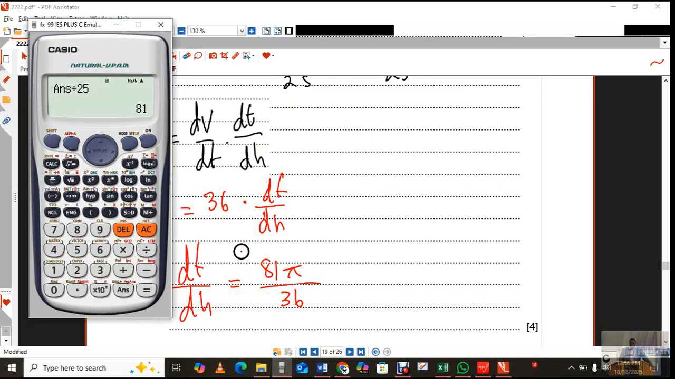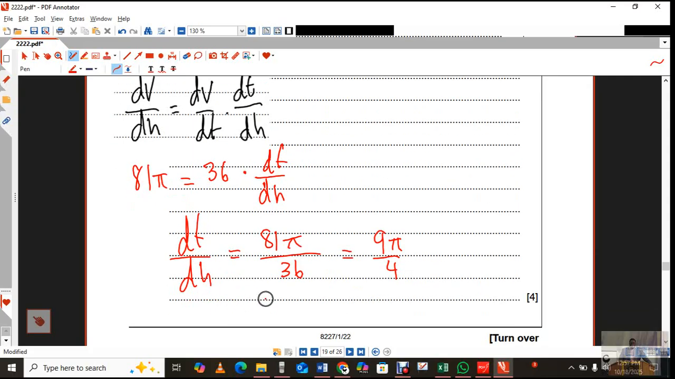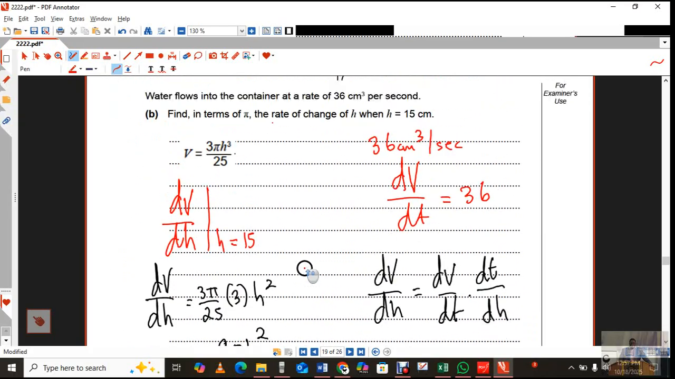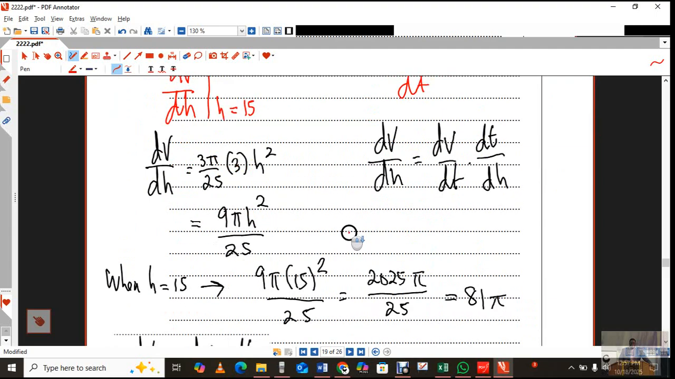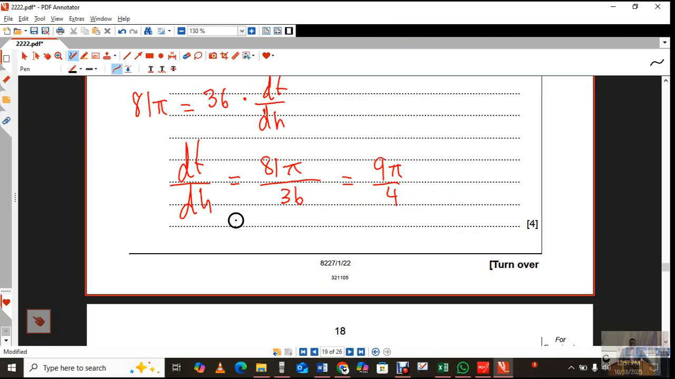We need to leave our answer in terms of pi, so I'm not going to put pi in my calculator here. If I put 81 pi over 36, it might probably give me 9 pi over 4. Okay, now this is very important, 9 pi over 4. But we are not looking for the rate of change of the time with respect to the height. It's very important that we understand that. We are looking for the rate of change of the height, all right? So we are looking for dh/dt. That's what we are looking for. So dh/dt is going to be, switch this around, 4 over 9 pi.